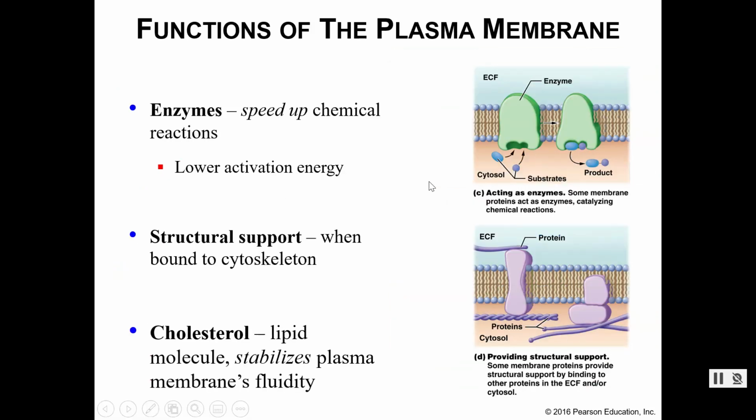Some of these proteins work as enzymes. We have mentioned that enzymes speed up chemical reactions by lowering activation energy. So in this example, this big green enzyme is bringing these two substrates together. We are combining them to form one product.